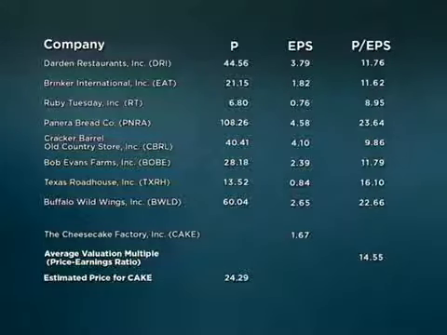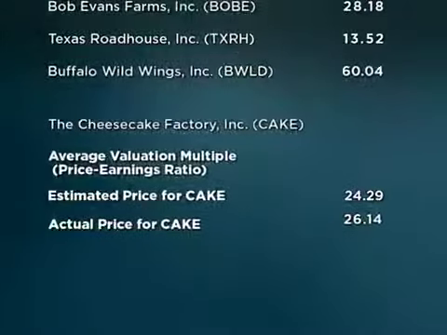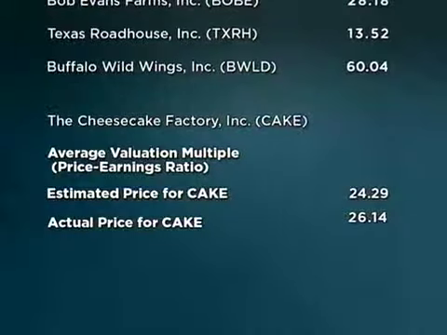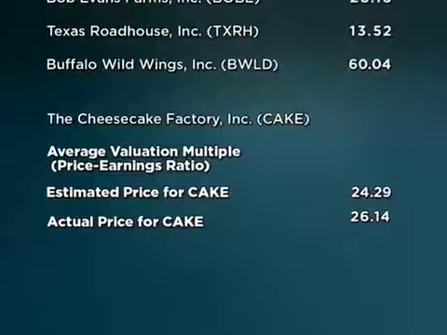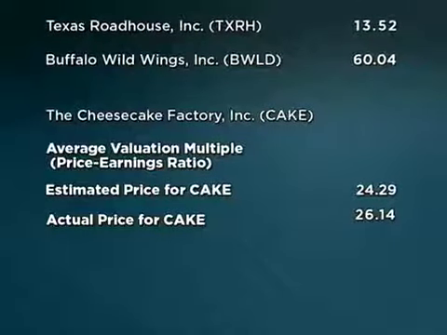Now I compare this estimated price to the actual market price of the Cheesecake Factory. I put the actual price in a line just below the estimated price. The actual price when I did this exercise was $26.14. So my comparables estimate based on an earnings multiple is less than $2 below the current market price of the shares. Not too bad.